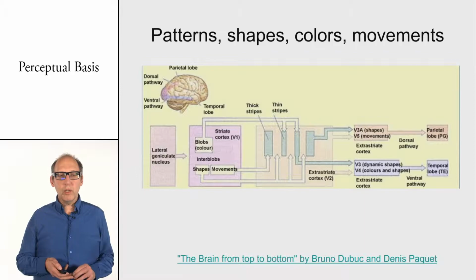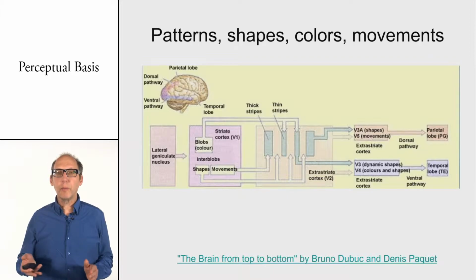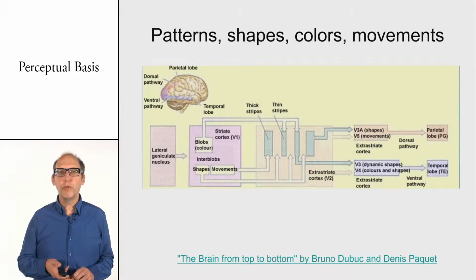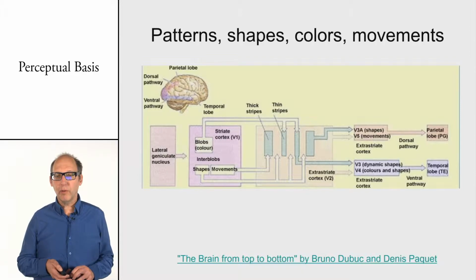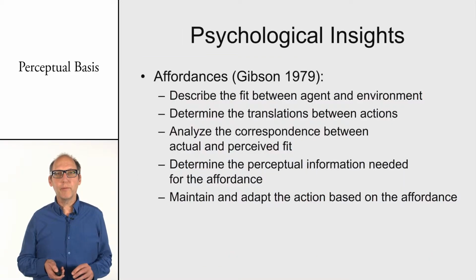And that's something you can get inspiration from if you want to recreate such a pipeline. You can make different modules that are sensitive to thick stripe, thin stripe, certain shapes, certain movements, and in that way recreate the two pathways.